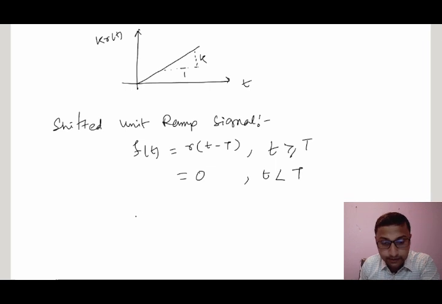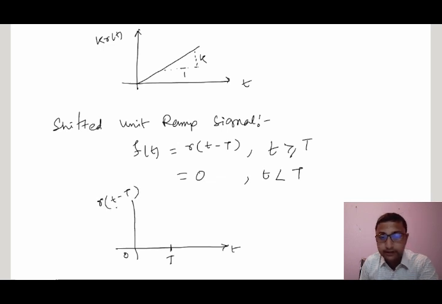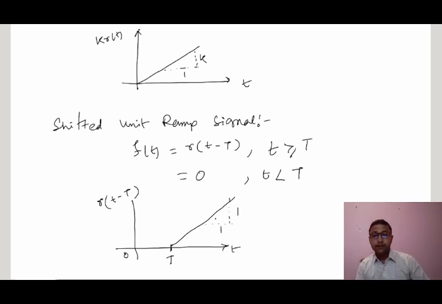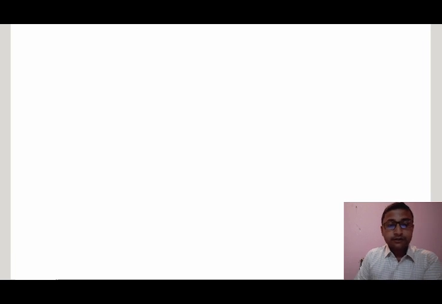If we draw the graph, suppose this is the capital T point delayed from the origin, this is the time axis, and this is your unit ramp signal r(t minus capital T) with phase shift T. So the signal starts from capital T. It will look like this. So this is your slope 1, a unit ramp signal with capital T shifted. Okay, shifted unit ramp signal. Clear? Next topic, the last topic, is the impulse signal.